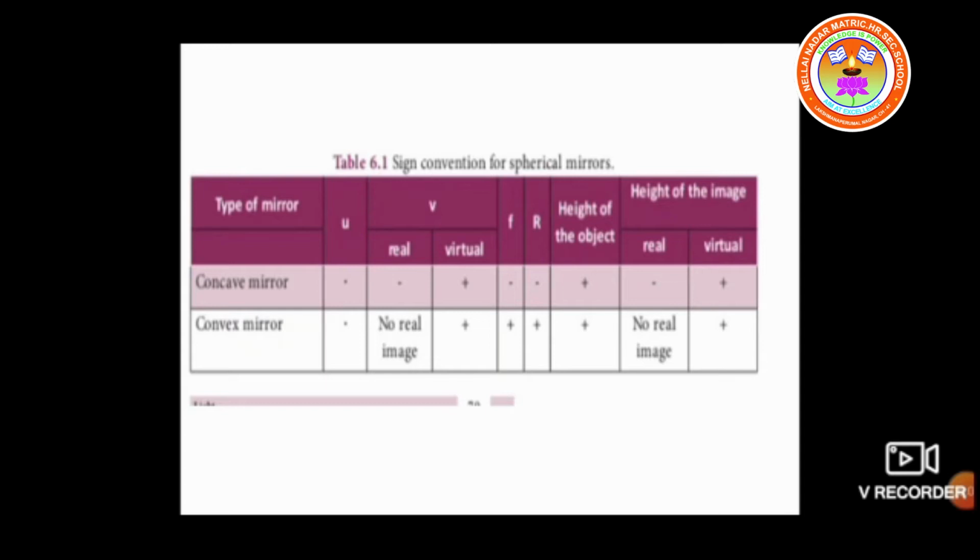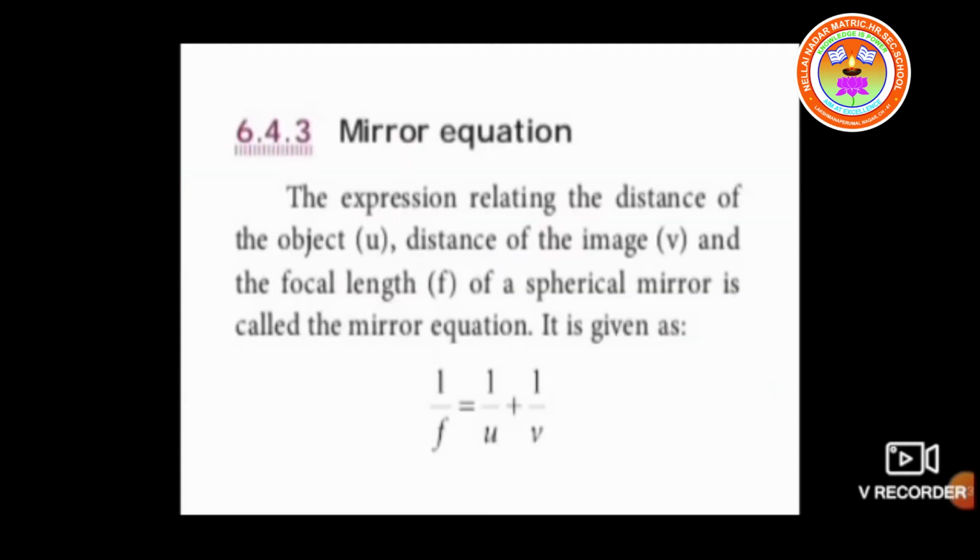For the convex mirror, the distance of the object is negative. The V, distance of the image: here for the convex mirror, there is no real image, only a virtual image, so it is positive. Focal length and radius of curvature are both positive. Height of the image is positive, since there is only a virtual image, which has a positive sign.